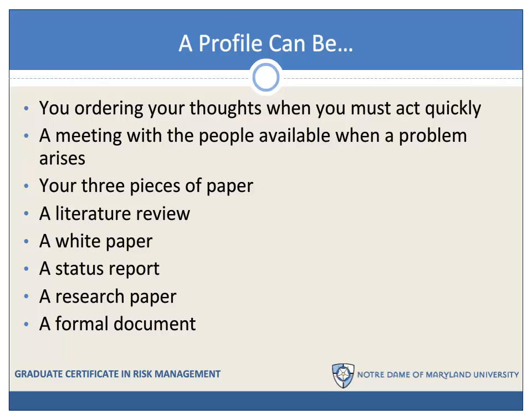So a risk profile is basically gathering the available information. I don't know what kind of mind picture that gives you, so let's consider what a risk profile can really look like. If you have very limited time, it could be as simple as you ordering your thoughts when you have to act quickly. What do you know about this situation? What are the uncertainties? What are your options? What are you going to do? So a risk profile can be that quick.